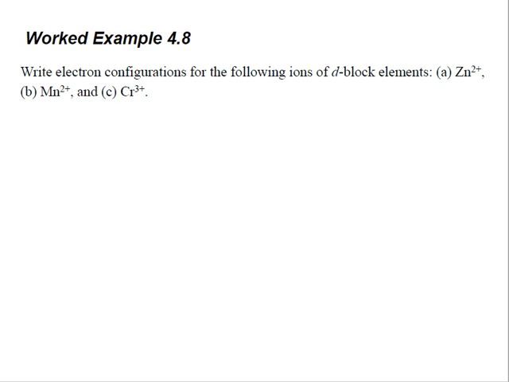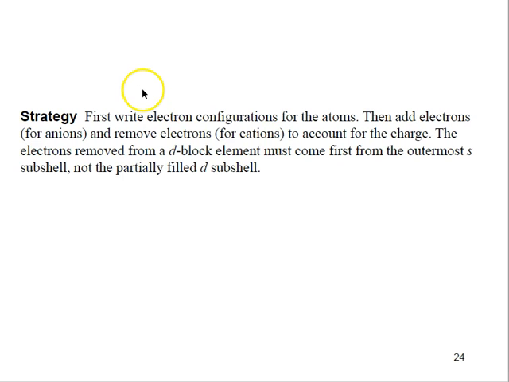Alright, so the next example, write electron configurations for the following ions of d block elements, and these are zinc with a +2 charge, manganese +2, and chromium +3. So our strategy here is to write the electron configurations for the atoms, just like you did with the last one. Then add electrons if it's negatively charged or an anion. Remove electrons if it's positively charged or a cation to account for the charge. The electrons removed from a d block element must come first from the outermost s subshell, not the partially filled d subshell.